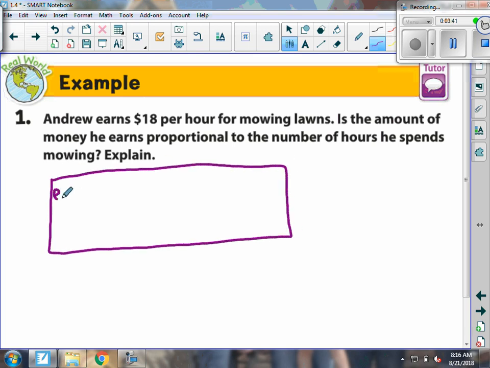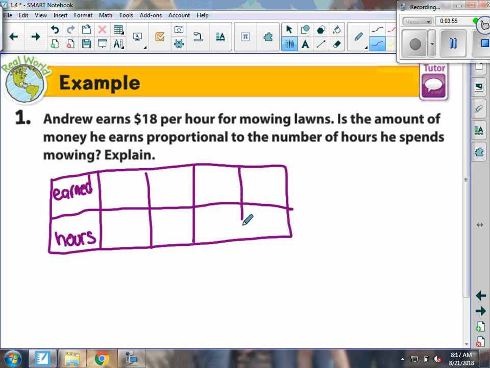So we have the amount he's earned and hours he works. Now I'm just going to plug in information. If he works 1 hour, how much money is he getting paid? He's getting paid $18. What about 2 hours? That's $36. 3 hours is $54. And 4 hours is $72.